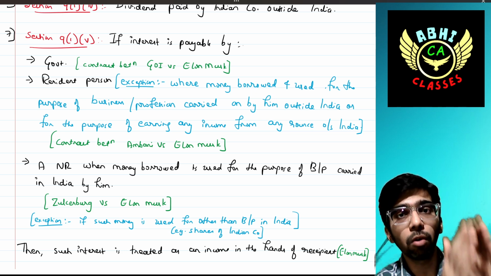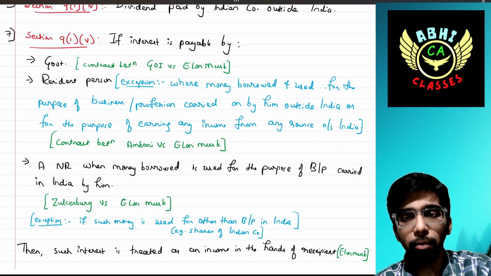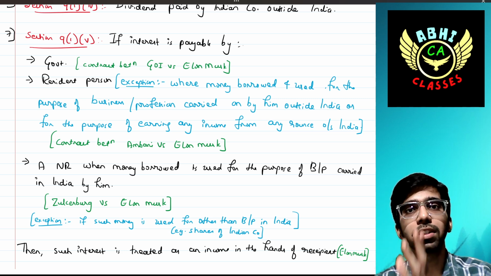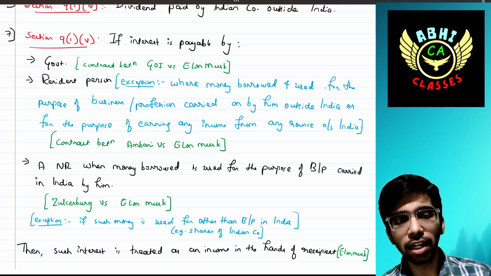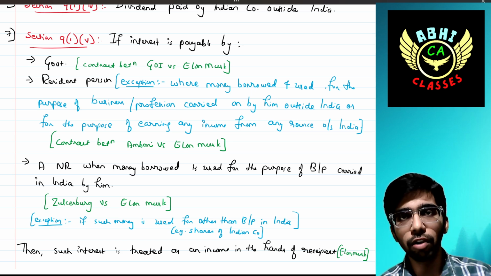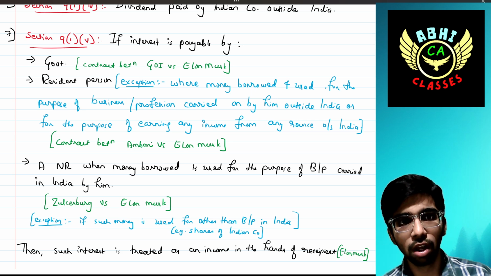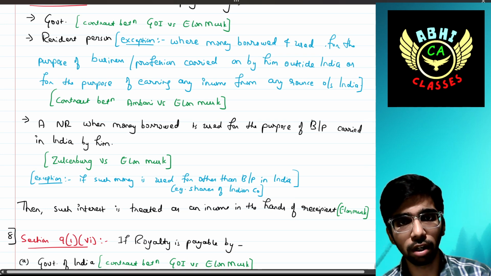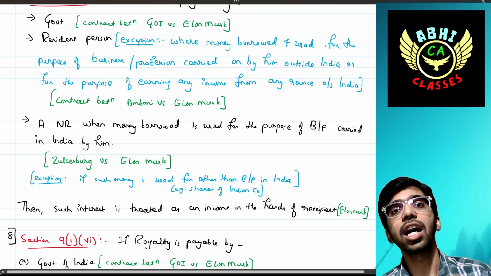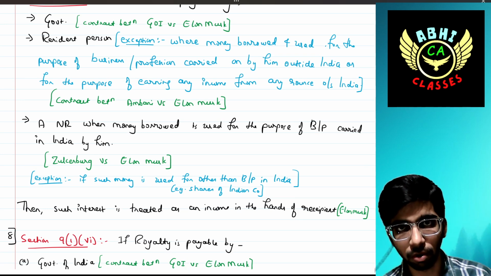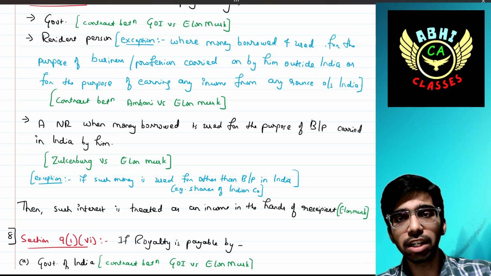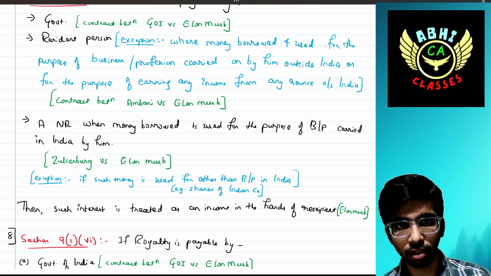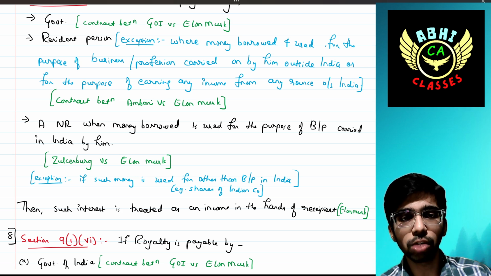We are not talking about the first part. We are talking about the second part, the taxability. In this example, the second part is Elon Musk. Then that interest income will be taxed in the hands of Elon Musk. The exception is there. If such borrowed money from Zuckerberg is used for a purpose other than business or profession in India, then that interest payment is not taxed in the hands of Elon Musk. This last point is very important.